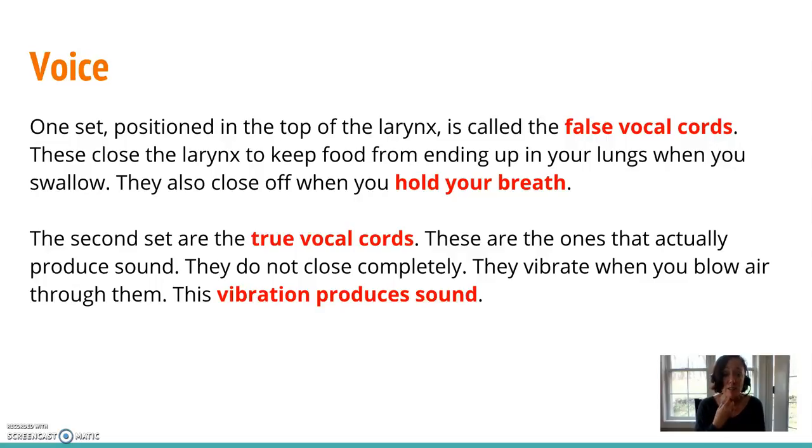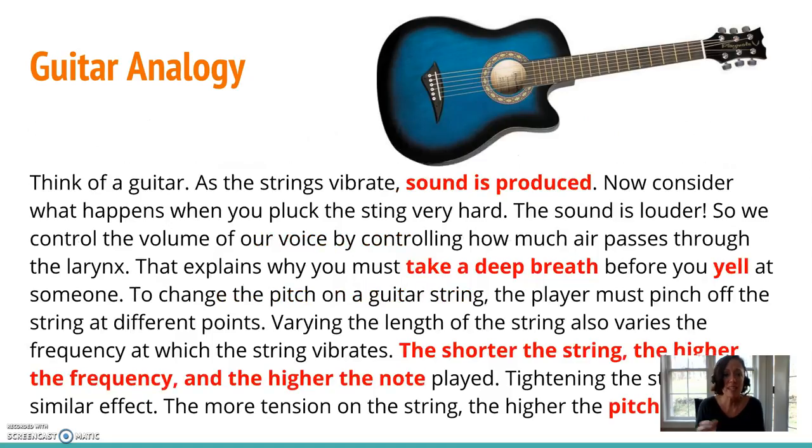Now, the second set of cords are your true vocal cords. They're the ones that actually produce sound, and they never close completely. They're there to vibrate as air passes past them. The vibration of the air moving past them produces sound. Think about a guitar. As the strings vibrate on a guitar, sound is produced. Now consider what happens if you pluck a string really hard. It makes the sound louder.